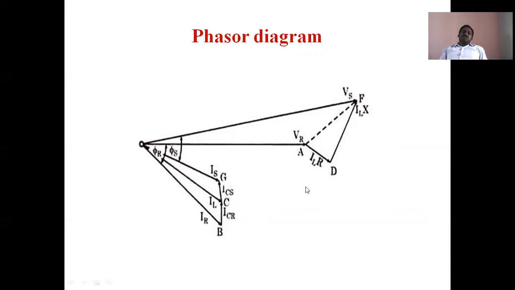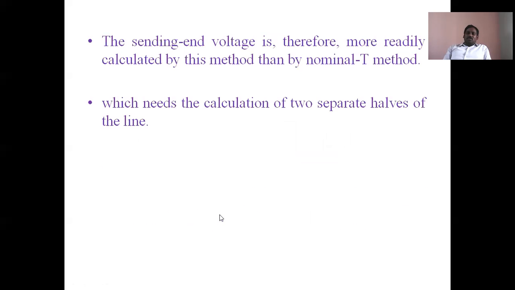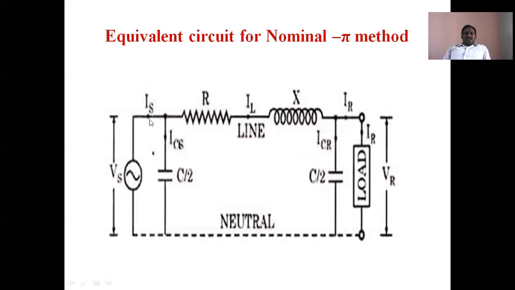So here, what happened? This is one vector, IL into R. IL into R is one voltage drop vector. IL into X is another drop vector. And VR is another vector. Then we can add these three vectors. This is Vs. And this is the receiving end voltage. And this is the sending end current. So here, first the sending end current is IL plus ICS. Is that right? Sending end current IS is equal to IL plus ICS. Otherwise, IL is equal to IR plus ICR.